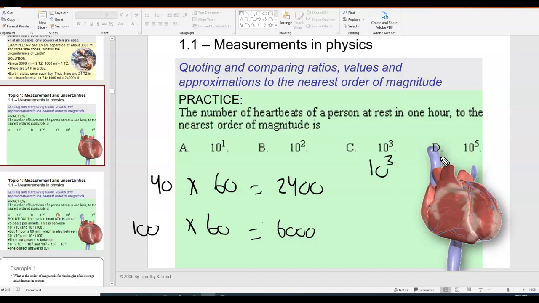Now, you could argue that maybe 6,000 is closer to 10,000 than 1,000. But if you look at the answer choices, none of them is 10,000. The one that's closest is C. Typically the IB tries not to give you ambiguous questions. If 10,000 had been one of the answer choices, I can understand if you got confused, but it's not. So hopefully you got the answer C. Pause it there if you need to look at some more.